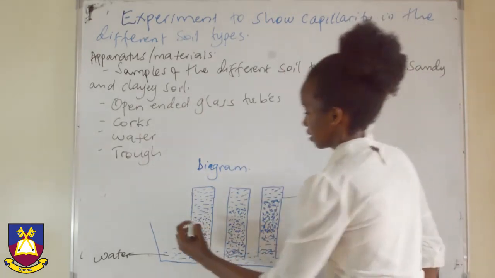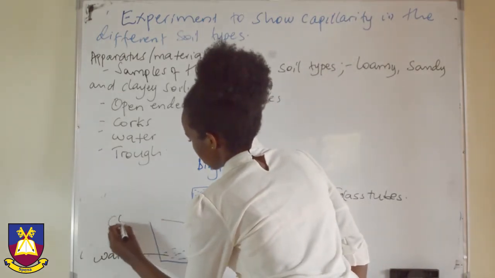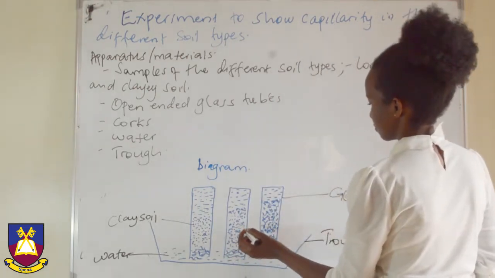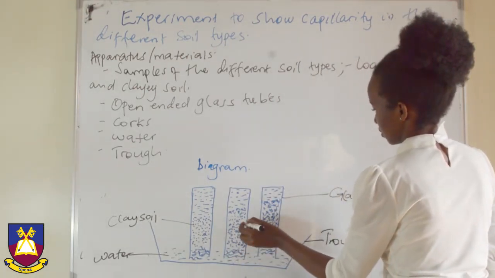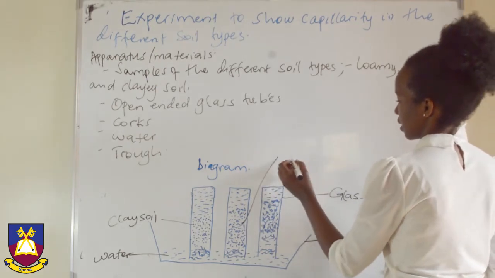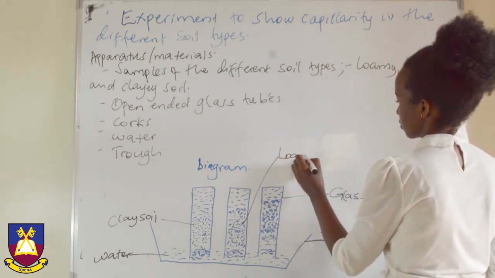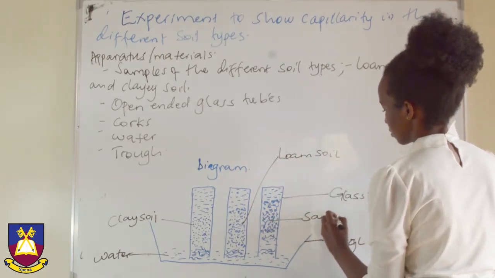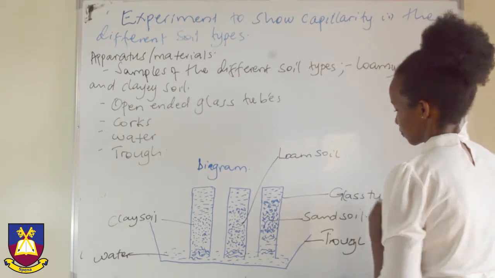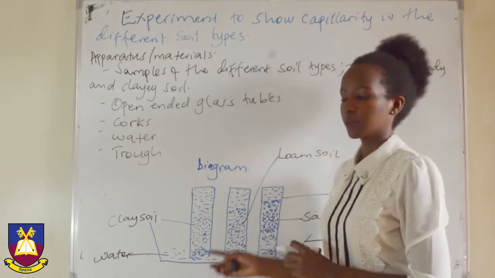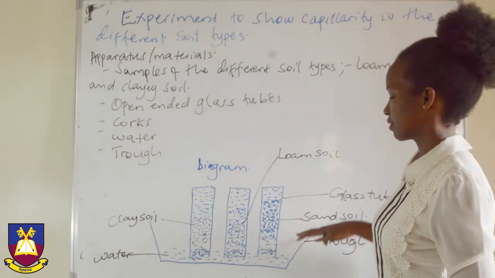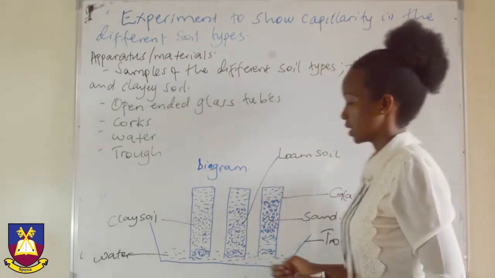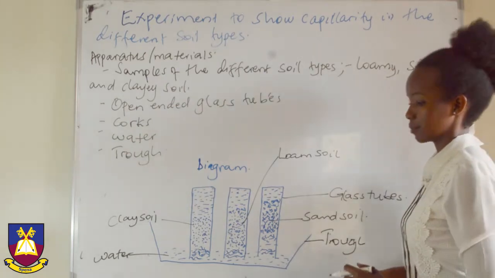This has clay soil. This has loam soil, and this has sand soil. So we put these soil samples in the different glass tubes at the same time within the water, and we observe. So what do we see immediately after putting them in?